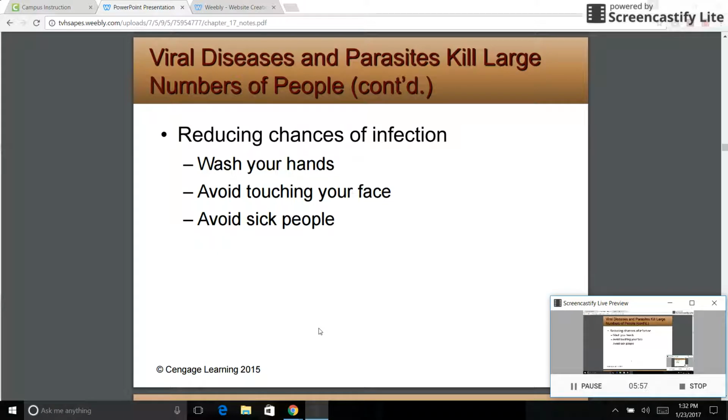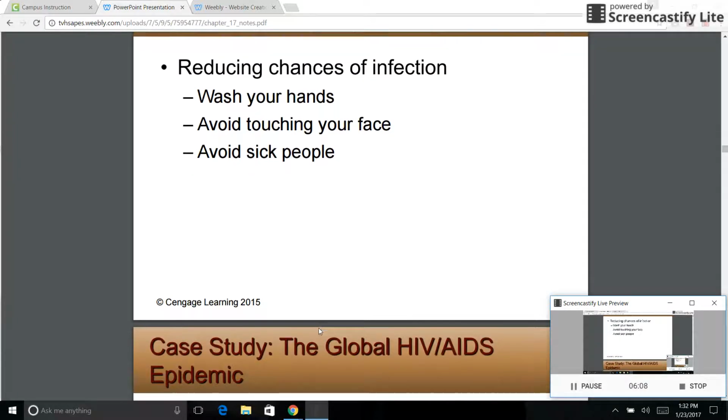How do you reduce your chances of infection? I think that I cut this out of your notes, but some of the simple ones: wash your hands, avoid touching your face. It's an easy access into your body, through your nose, through your mouth.